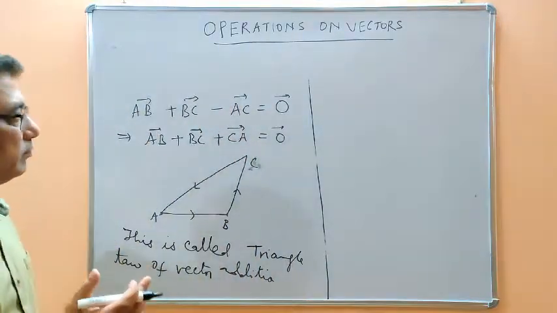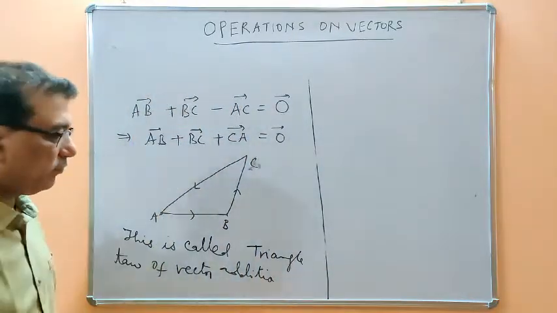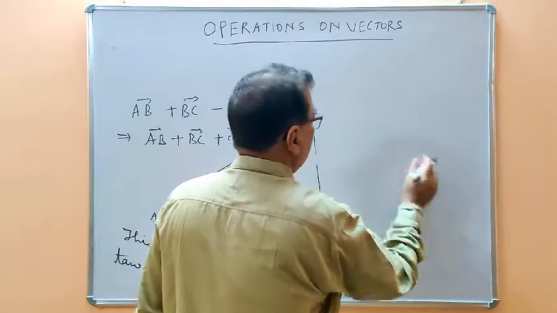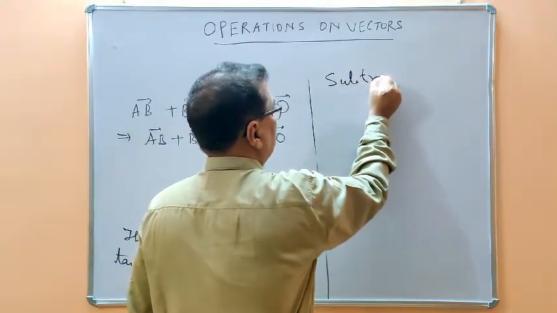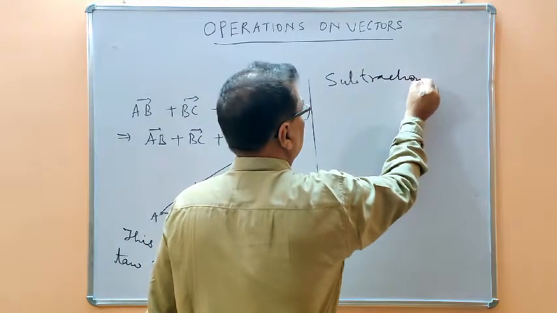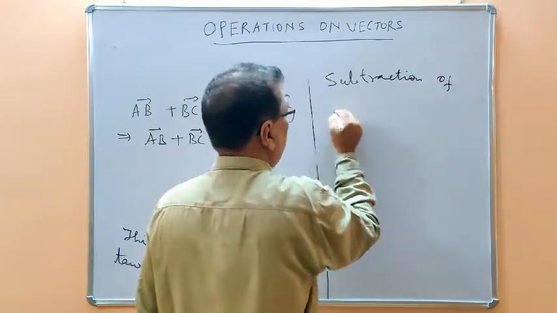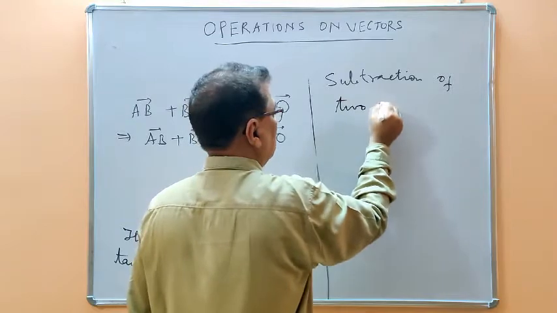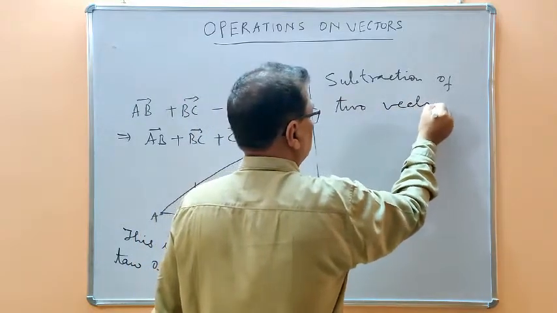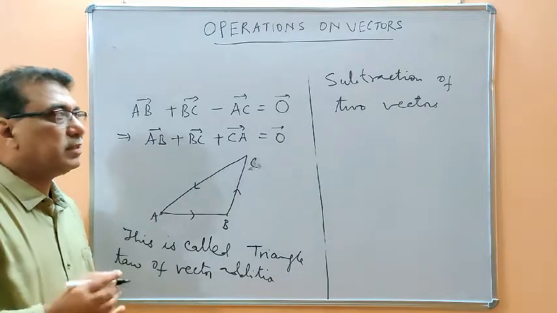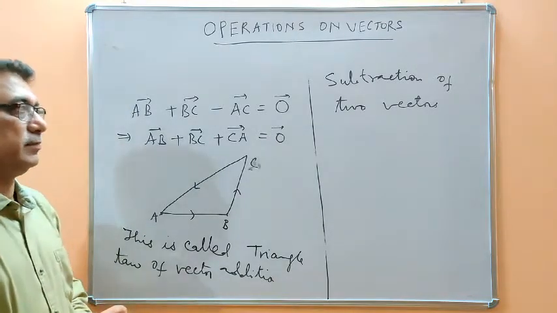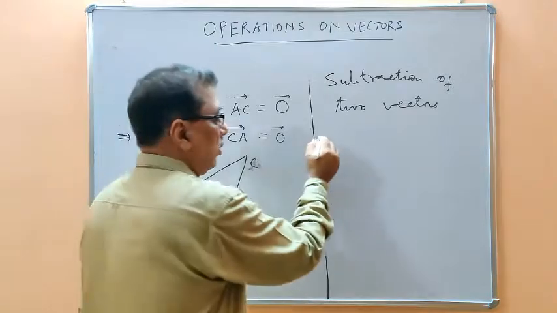So far we have covered the sum of two vectors and the triangle law of vector addition. Now, subtraction of two vectors. Subtraction is also a type of addition.